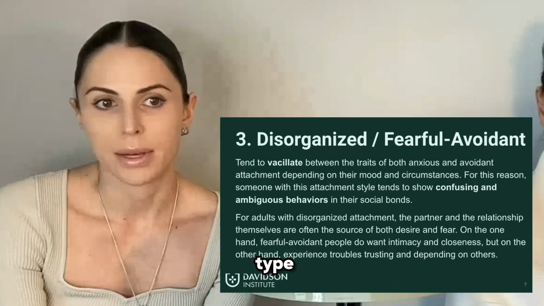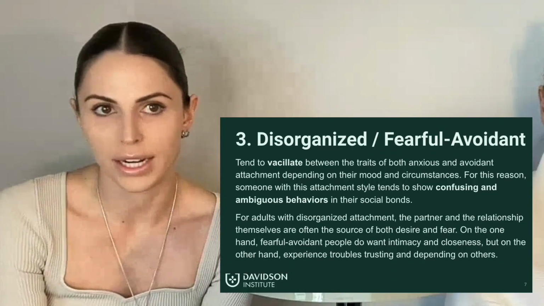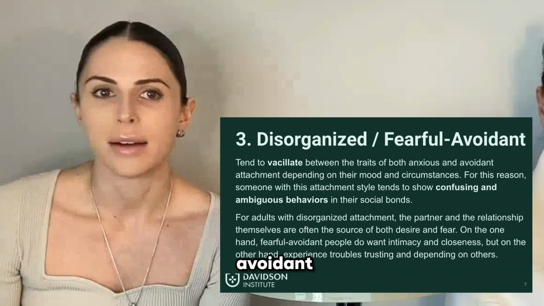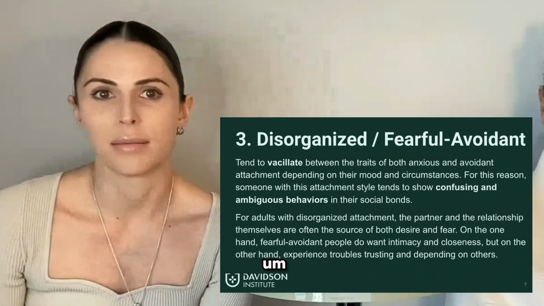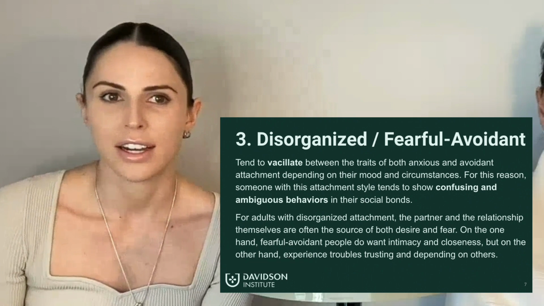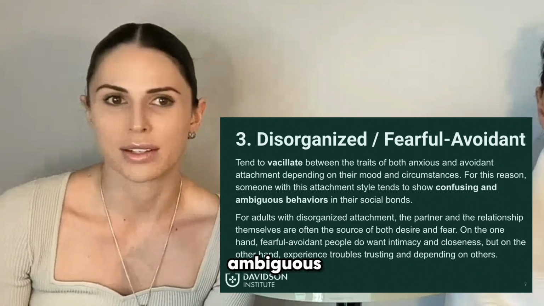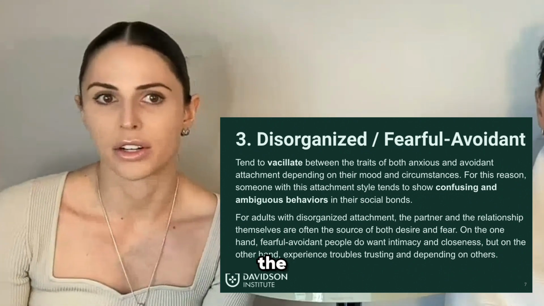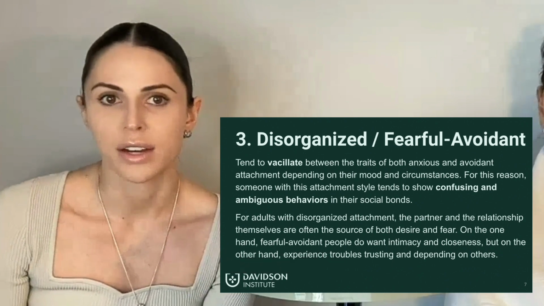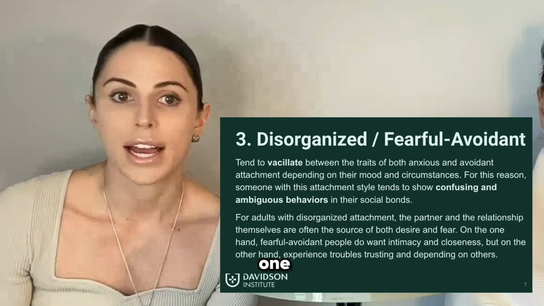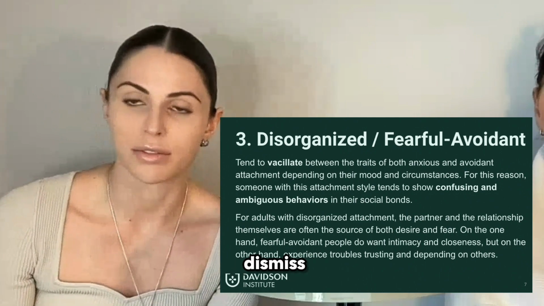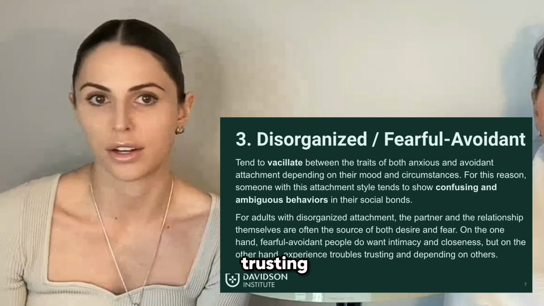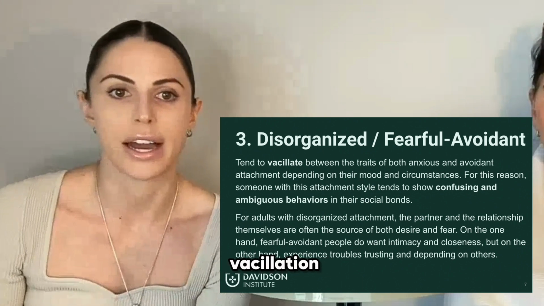So the third type is disorganized or fearful avoidant. These people tend to vacillate between traits of anxious and avoidant, really depending on their mood and circumstances. It's confusing to others because their behaviors are ambiguous. For adults with this attachment style, the partner and the relationship themselves are often the source of both desire and fear. On one hand, they do want intimacy and closeness, kind of like the dismissive avoidant. But on the other hand, they've experienced troubles with trusting others and depending on others. So there's this vacillation that happens.